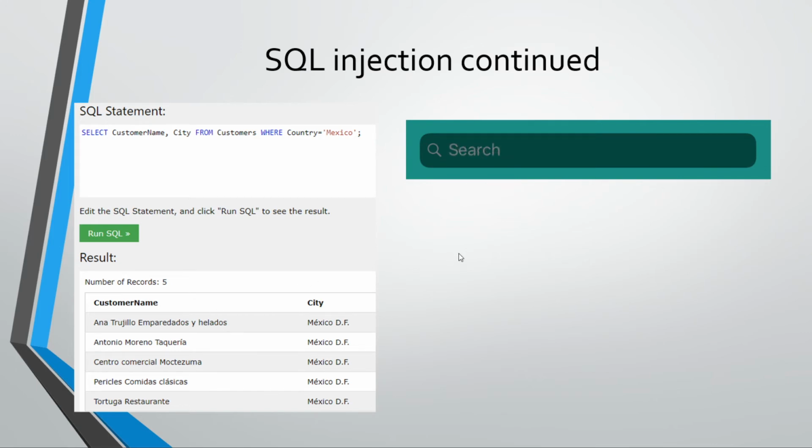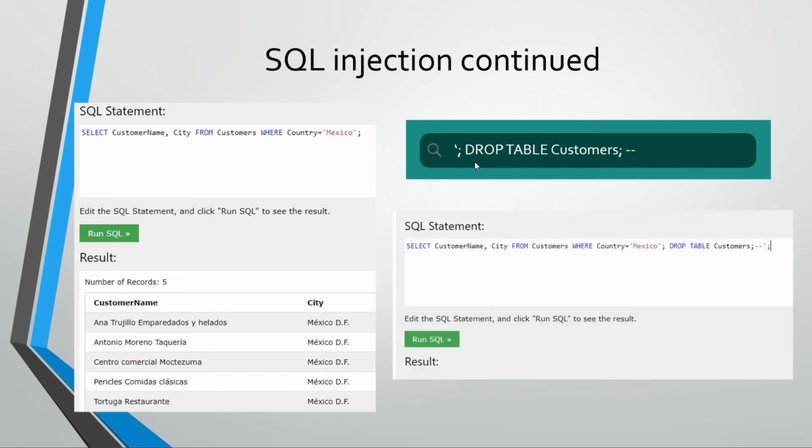However, if you were to replace this with, say, that there, so what this does is it stops this query, or it lets this query run here, and then puts in another query saying drop table customers. And what that will do is delete this entire table. It will just get rid of it. The dash dash after it comments anything out after it. So if you put that in a search bar instead, this SQL statement will run here. So it'll go select customer name, city, from customers where country equals Mexico. That's all fine. Then stop.